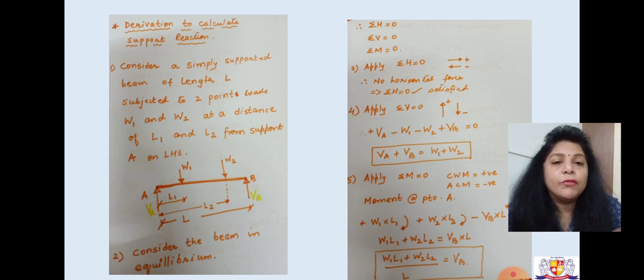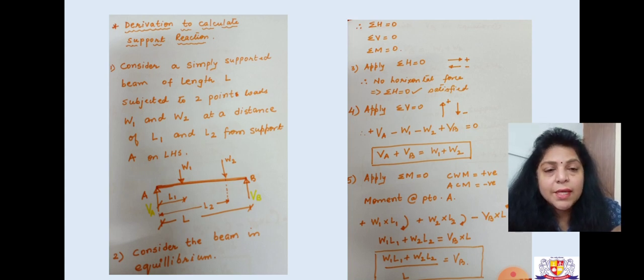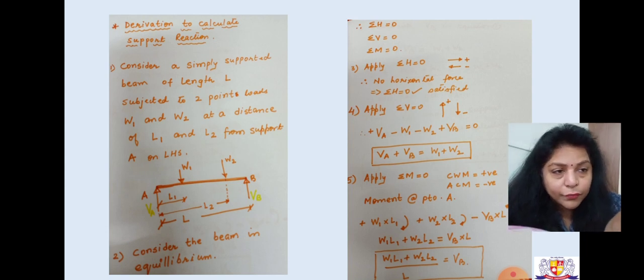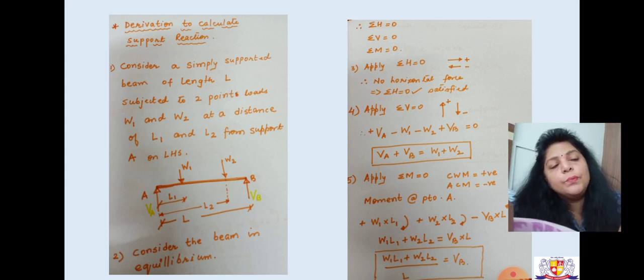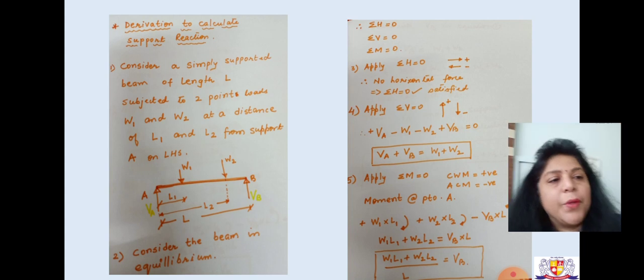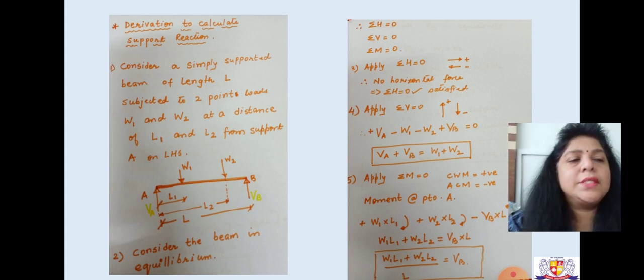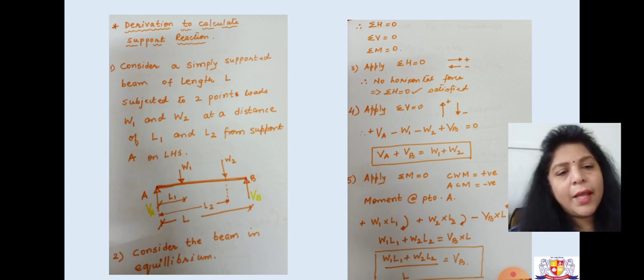So the first point is, we have to describe the diagram. Which type of beam is it? It is a simply supported beam. Second, what are the loads acting on it? Two concentrated loads. At what distances are they acting? They are acting at distances of L1 and L2 from the supports. So these are the two distances they are acting at.